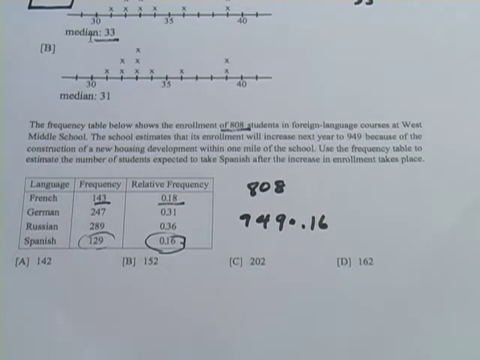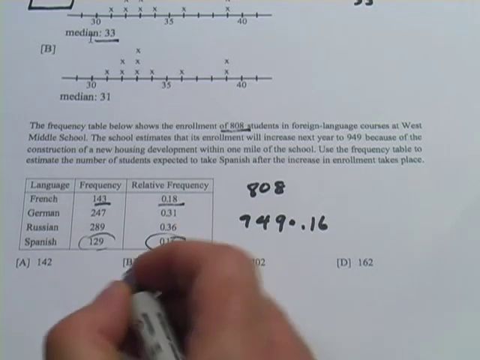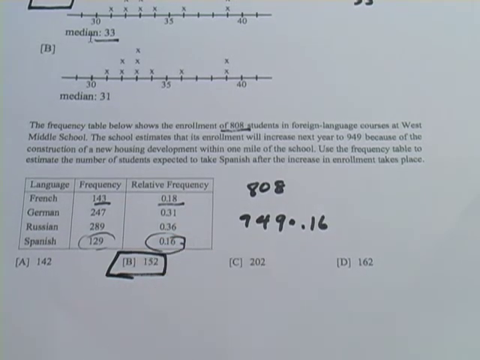So I'm going to plug that into my calculator, and I get 151.84, so we'll round that up to 152. And there's our new group of Spanish students for next year. So those are some different ways to display data.